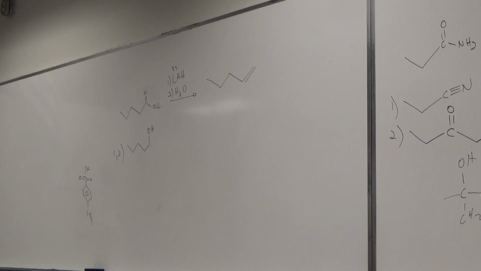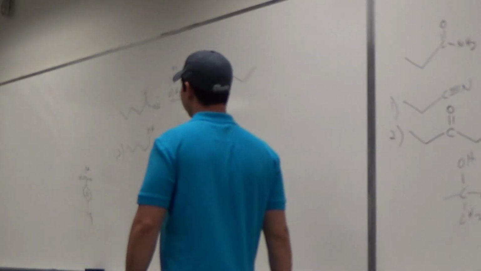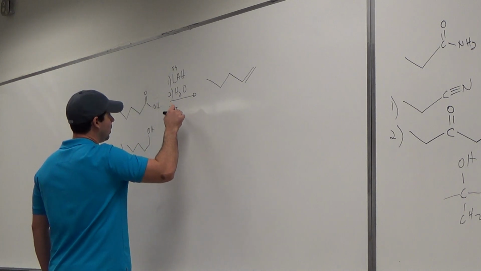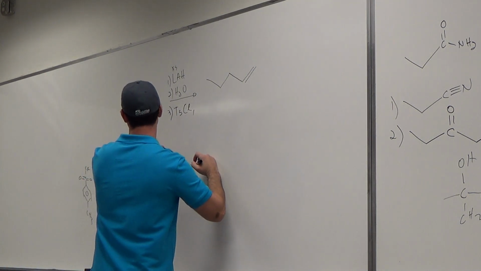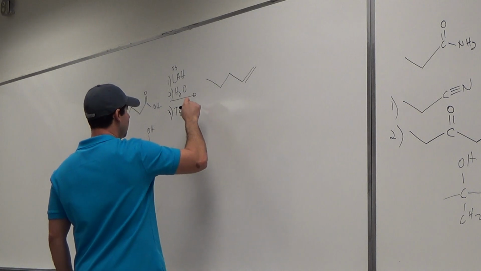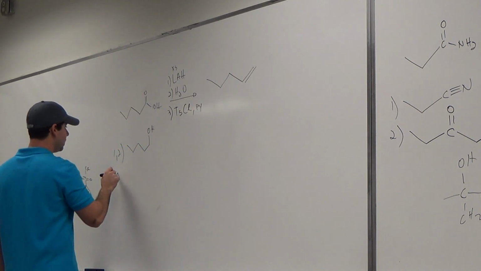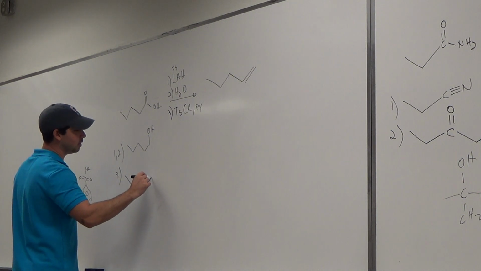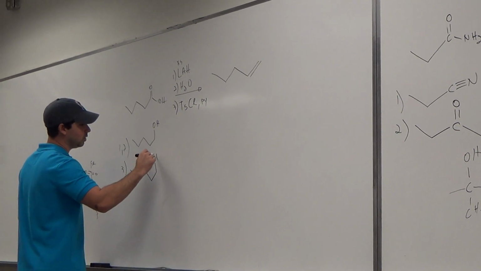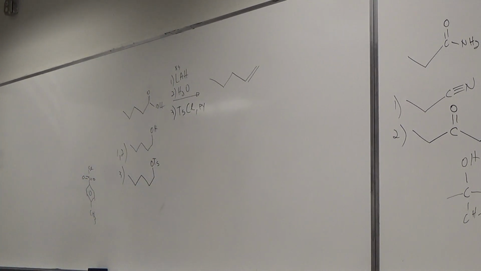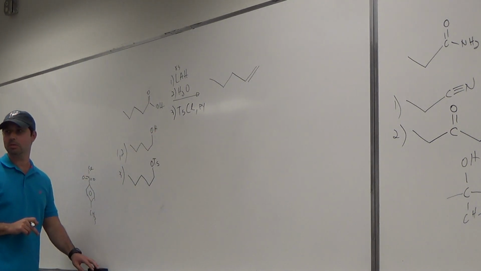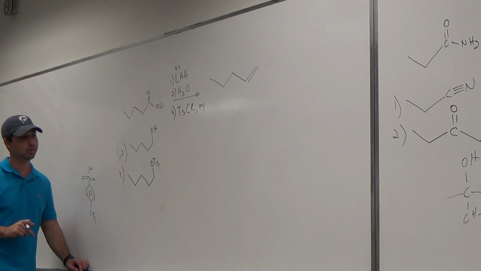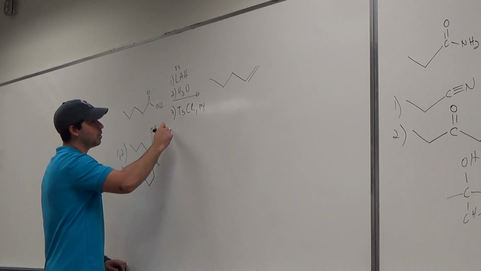So in step three, we're going to add tosyl chloride and some type of base, because there is an OH and a Cl formed from here. We're going to add pyridine. So in the third step, this is what you are going to have: the oxygen with the tosyl. The base pulls this off, and that oxygen attacks this. Yes, substitution. And now what do I need to treat this with?